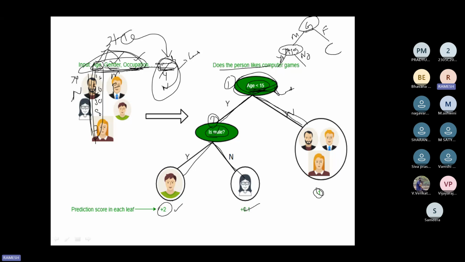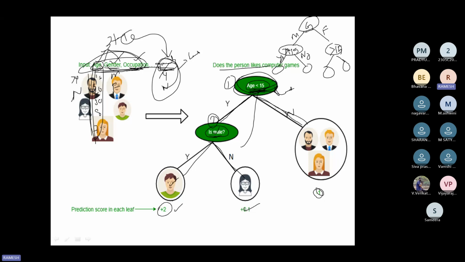Again for female also, we should select greater than 15, yes and no. Still, we haven't got the result. You can check it here. From this, the conclusion is that people with age less than 15 and male are interested in playing the games. From the first tree, we can understand that if the age is below 15 and he is male, then male persons are interested to play computer games.